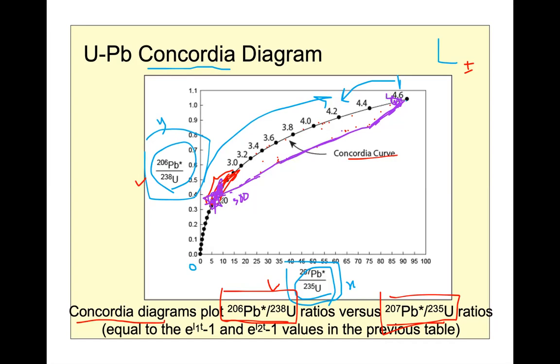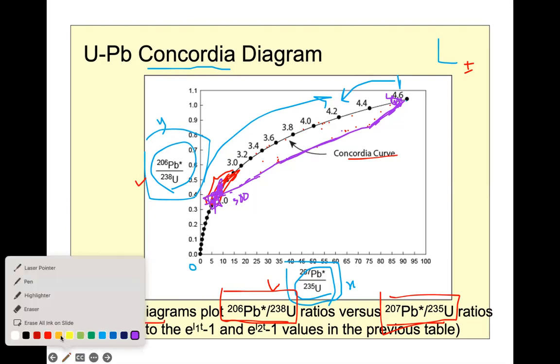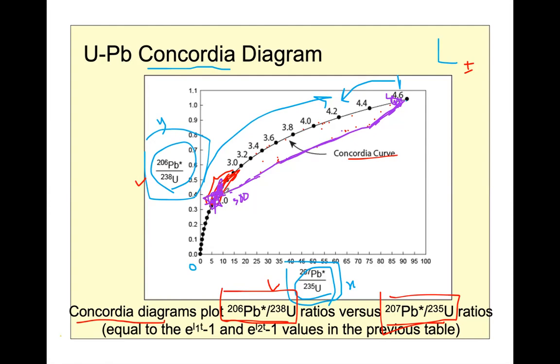Most of the cases you might get a line like this, a realistic line like this. Let me see, like this. Okay, so you have one point here and you have another point here. So your discordant points are located here, outside the concordia. So in this case, we call this the lower intercept.